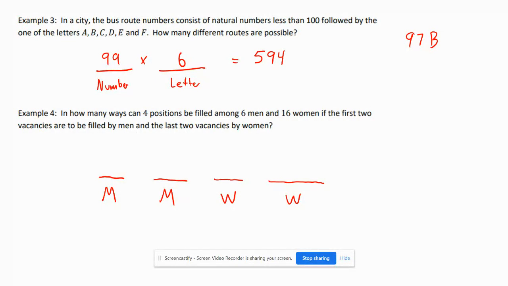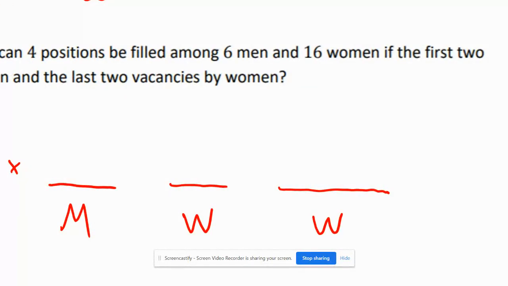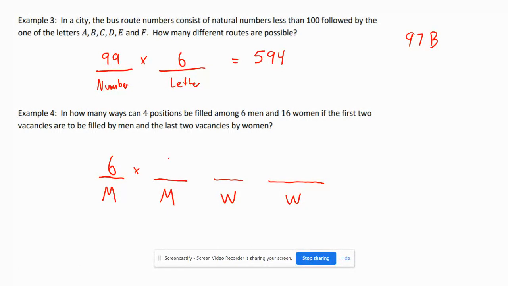So what do I want to think over here? How many options do I have for choice number 1? Well, there are 6 men, so there's going to be 6 options right here. Now for option number 2, there were 6 men, but now one of them's been chosen, so that means there are only 5 men remaining. So this is going to be 6 times 5.